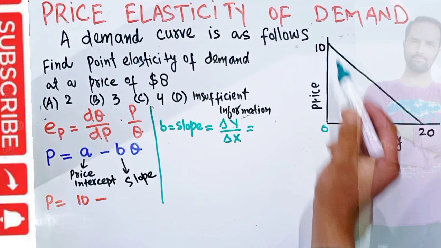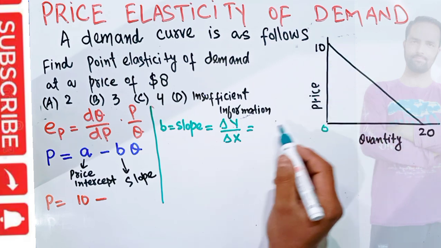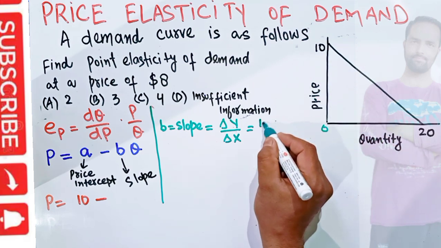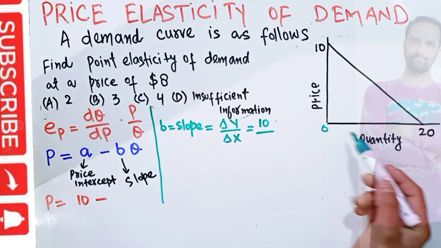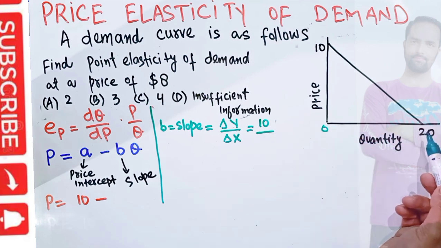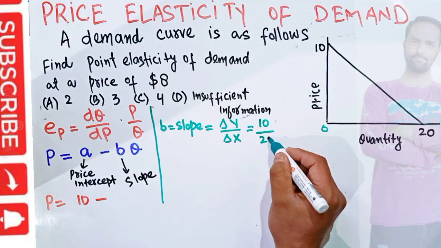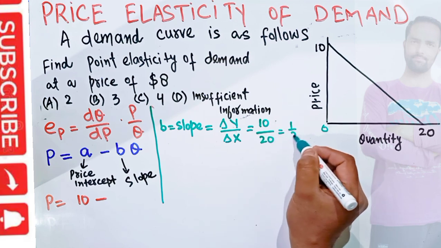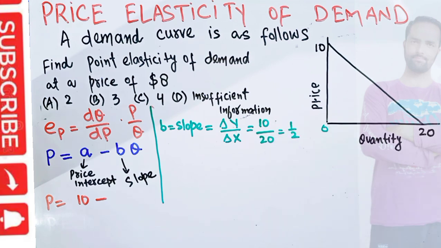We have to find out the vertical distance divided by horizontal distance. So what is vertical distance of this demand curve? It is from 0 to 10, so which is 10 minus 0, which is 10, divided by the horizontal distance, that is 20 minus 0, which is 20, which comes out to be 1 upon 2. So we are done with the slope also. So the value of B is 1 upon 2.